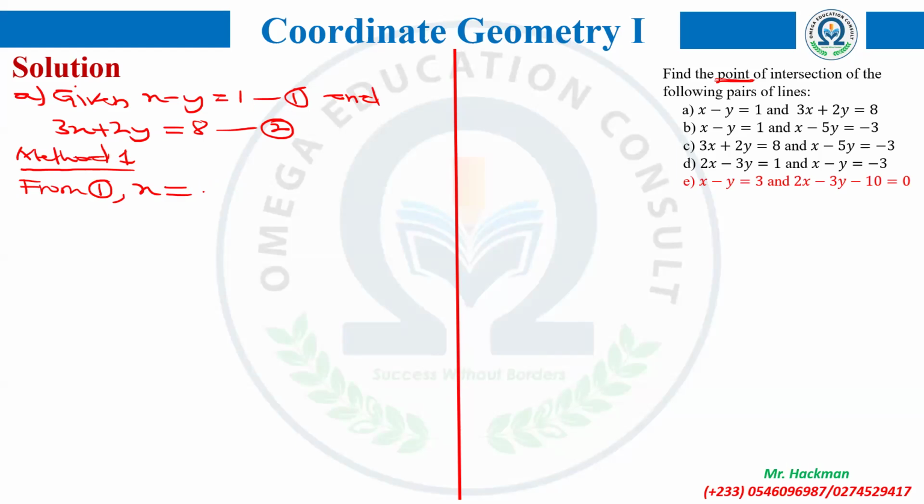That's the way to go. Check the one that you are making the subject. Avoid fraction if possible. So it will give me x equals y plus 1. You move this one to the side. So I will call this 1a.